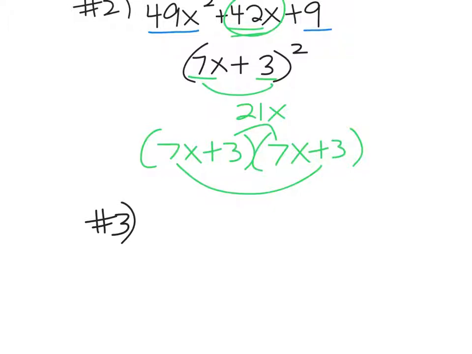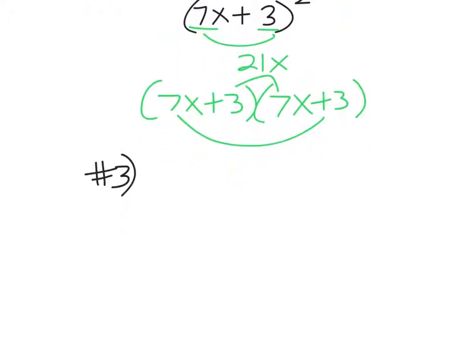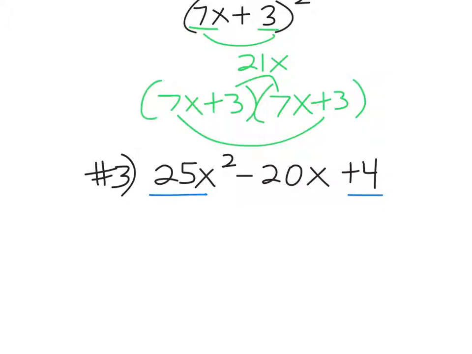How about this one? Did I have a good one? Hold on, I wrote one somewhere on my papers. No, I didn't. Oh yeah, I did. There it is. All right, try this one. 25x squared minus 20x plus 4. Okay, these perfect square trinomials, sometimes you'll recognize them right away because you're like, oh yes, there's a perfect square and a perfect square.